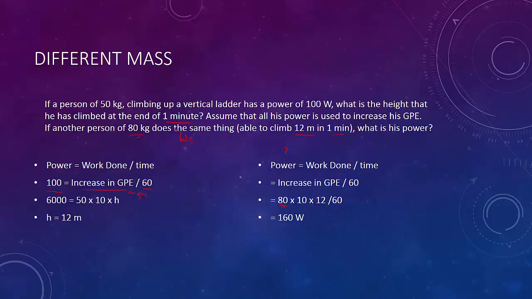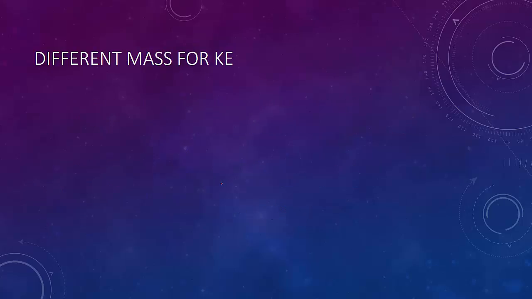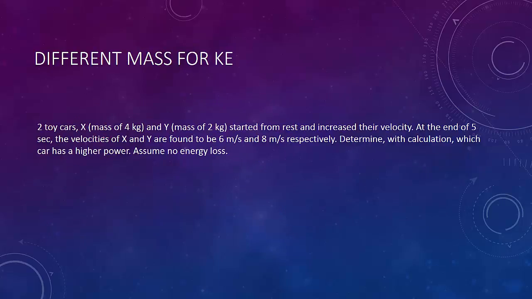Another scenario: two toy cars X and Y of different mass start from rest and increase their velocity. At the end of 5 seconds, the velocities of X and Y are found to be 6 and 8 respectively. Determine by calculation which car has a higher power. We assume that there's no energy loss to friction.